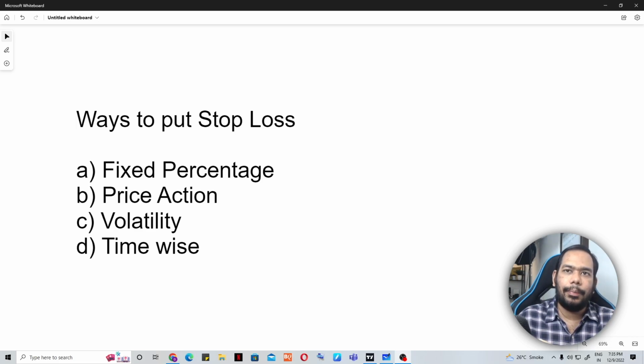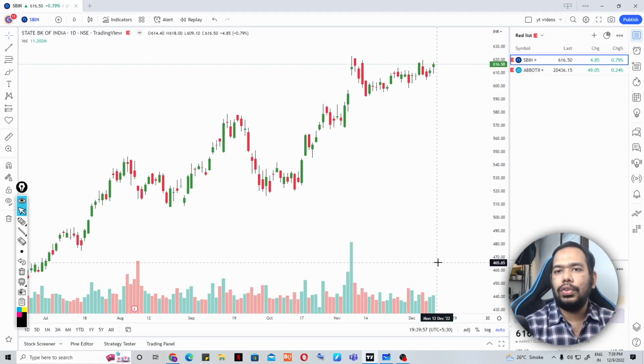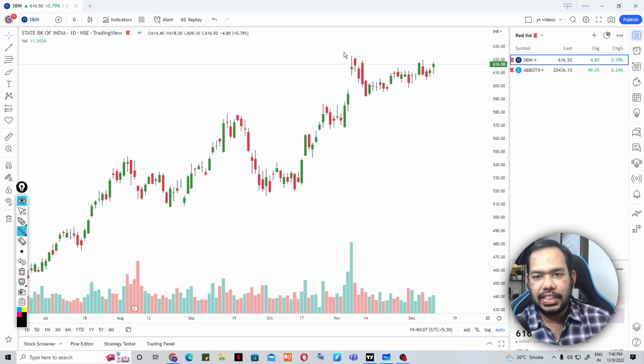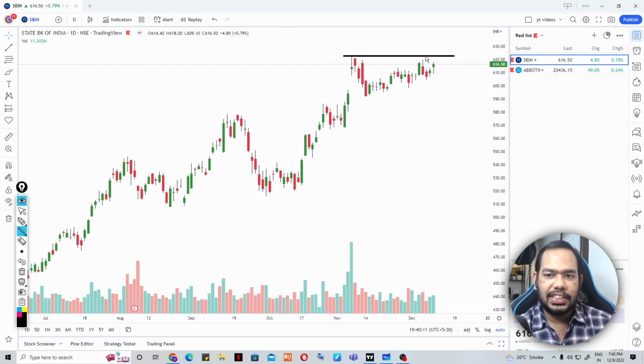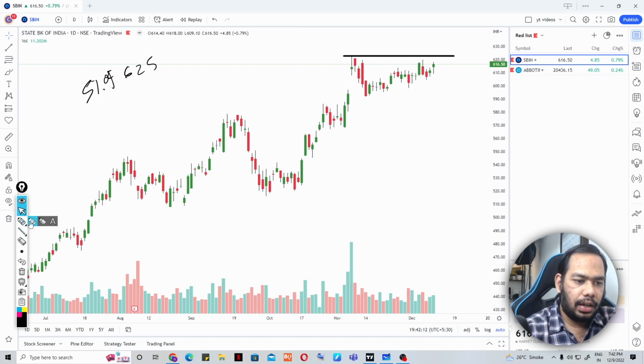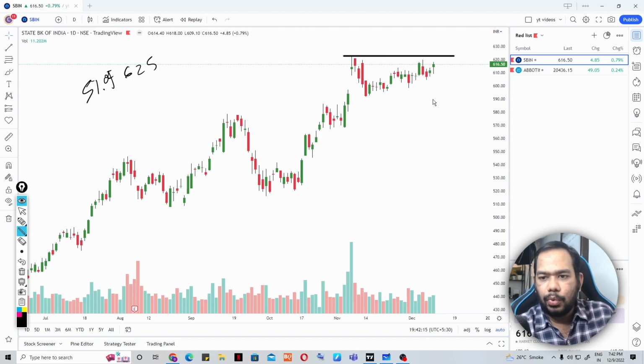I have selected two stocks. So let us go and see. Let us look at all four of the methods. Here on SBI, let us first mark the resistance, just before the breakout level. Let us say here 625 is the price, and according to the fixed percentage method, let's say I make a rule of 5% every trade as a SL. So 5% of 625 would be near about 31 rupees. So it will come approx 590. Your SL will most likely be at this level. This is based on your fixed percentage method.